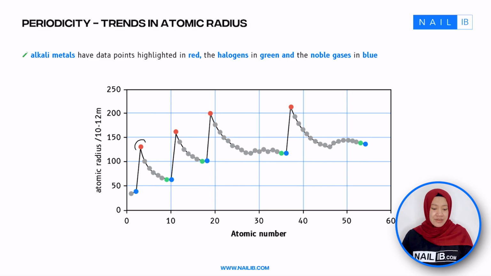The red dot represents alkali metals. So when you go down a group, the atomic radius increases, and the green color is halogens, blue color is noble gases. So when you go across a period, atomic radius decreases.